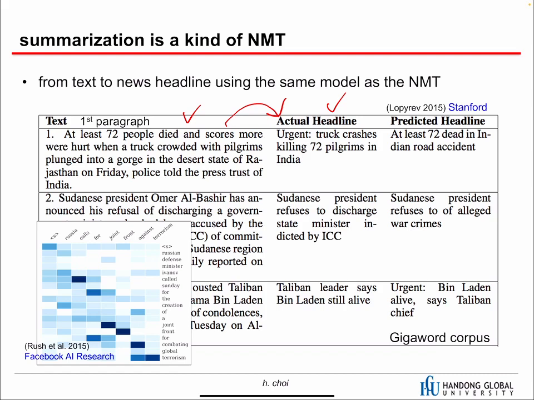So in this case, we have a paragraph. So the attention mechanism can be hierarchical. We can pay attention on the sentence level first, and then we can pay attention to the word level. But anyway, basically, neural machine translation can be applied to summarization.